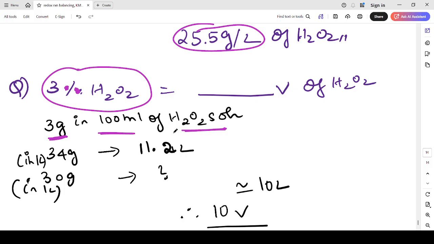But right from the beginning, we are discussing this hydrogen peroxide volume strength in 1 liter, right? But here it is in ml. So I am trying to convert it into liters. If 3 grams of hydrogen peroxide is in 100 ml, then in 1 liter, how many grams of hydrogen peroxide will be there? 30 grams. So 30 grams of hydrogen peroxide will be there.